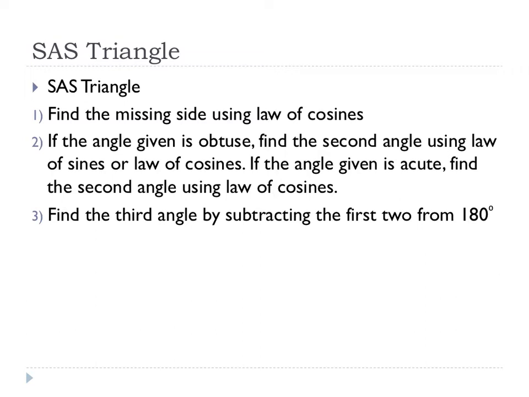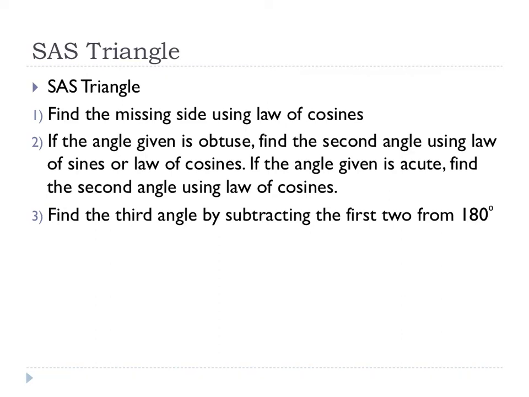Then number 2 says, and this is where it's important, if the angle given is obtuse, which Paula, this was your question, right? If the angle given is obtuse, after you find that side, you can switch to law of sines because you'll have 1 complete ratio. If it's not obtuse, you have to stick to law of cosines. There is no such thing as 2 triangles when it comes to side, angle, side. It's not possible. You can only make 1.